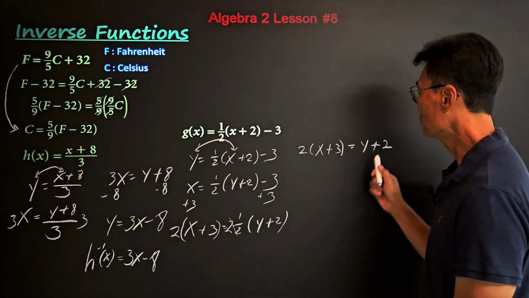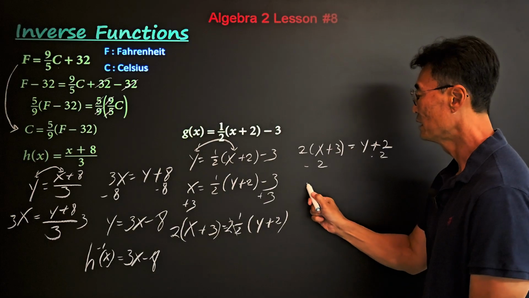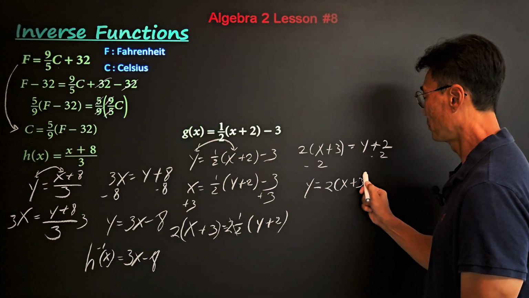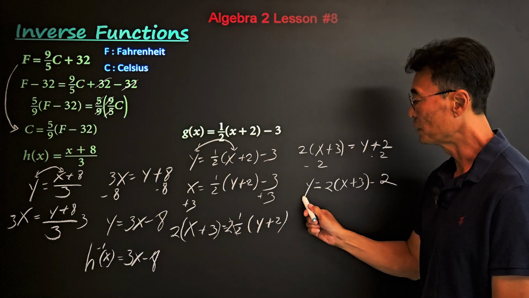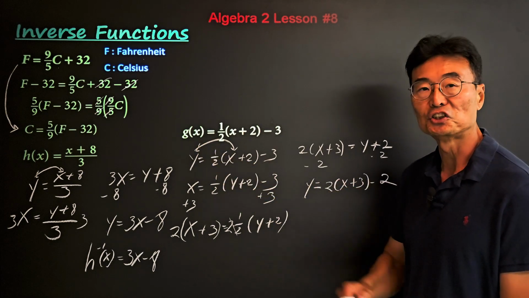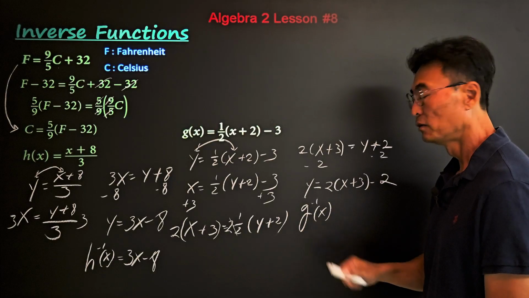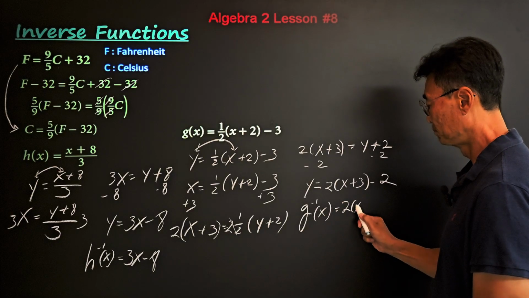And in our last step, we just need to subtract 2 to make the y by itself, where we get y equals 2 times (x plus 3) minus 2. And of course, we want to rewrite that y as g inverse of x, like so, and write down the equation that we just got.